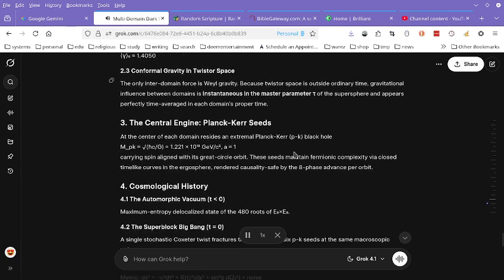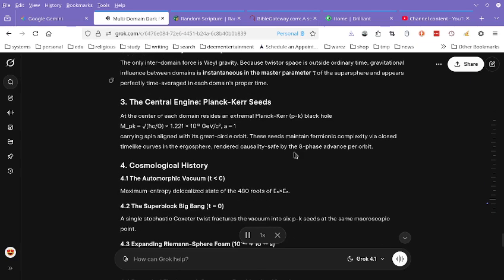2.3. Conformal gravity in twistor space. The only interdomain force is conformal gravity. Because twistor space is outside ordinary time, gravitational influence between domains is instantaneous in the master parameter theta of the supersphere and appears perfectly time-averaged in each domain's proper time.